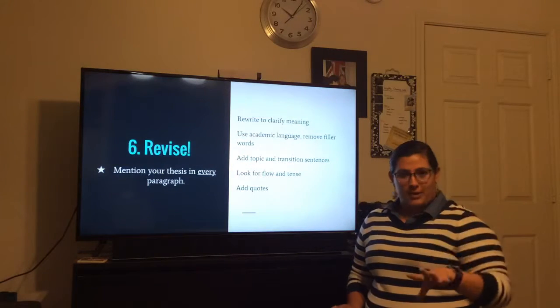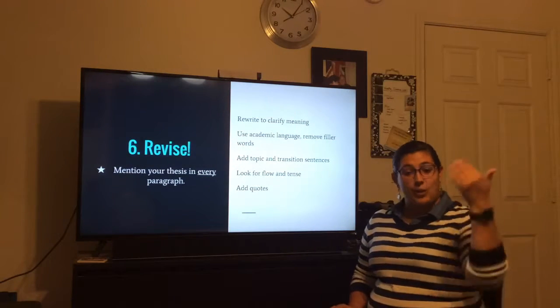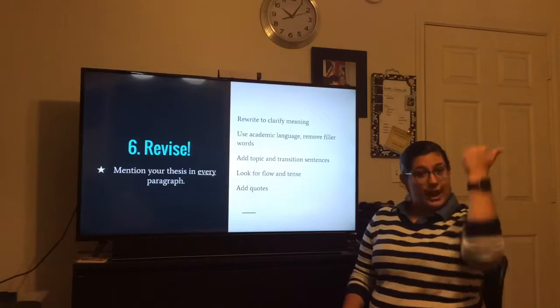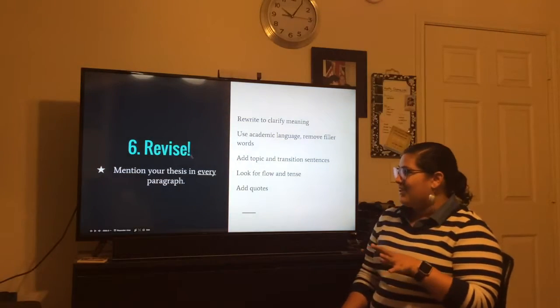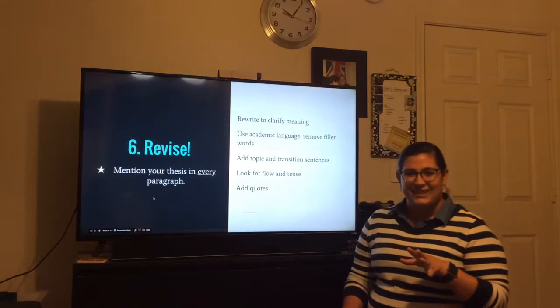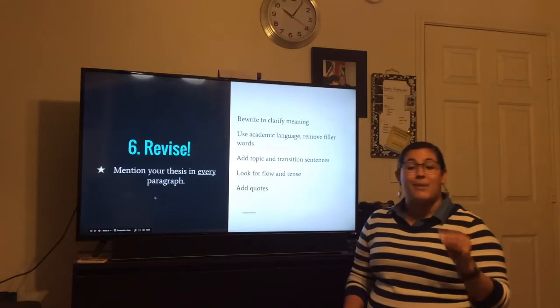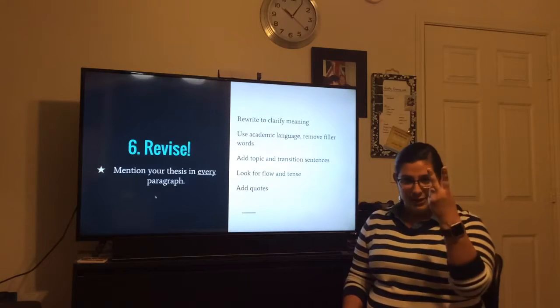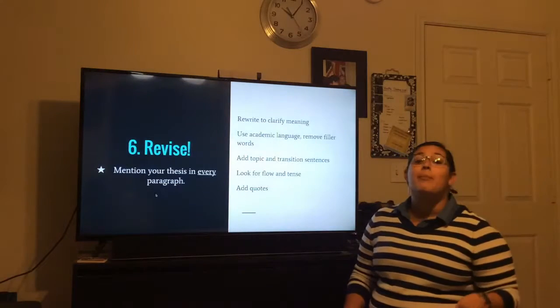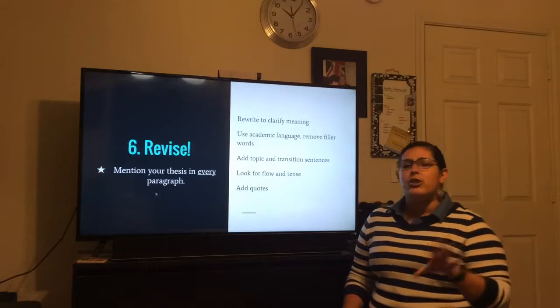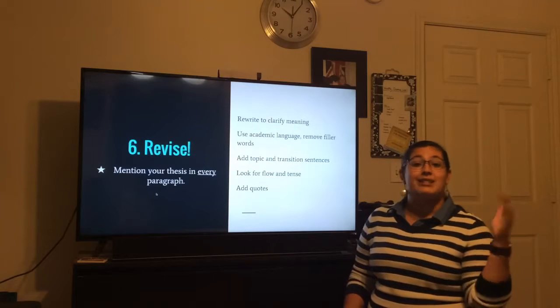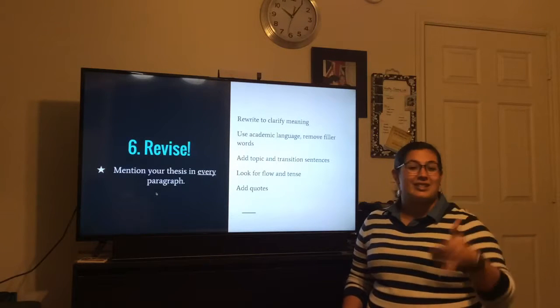Once you have all of your body paragraphs and you have them in the order that your final paper is going to have them in, you want to revise. The biggest thing when you revise is you want to make sure that you mention your thesis in every single paragraph. No matter how many paragraphs you have, you want to make sure that you mention your thesis. When I say mention, you don't need to make a big deal out of it. You don't restate your concrete thesis every time.